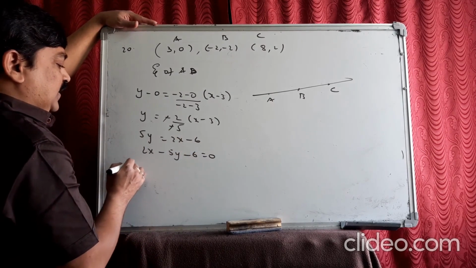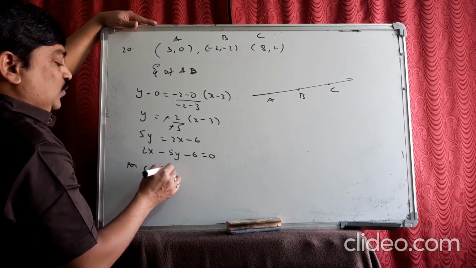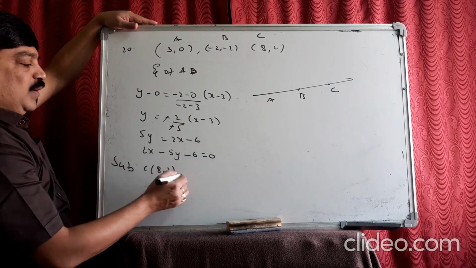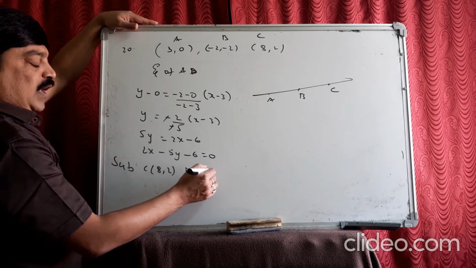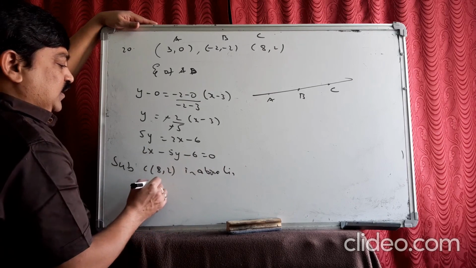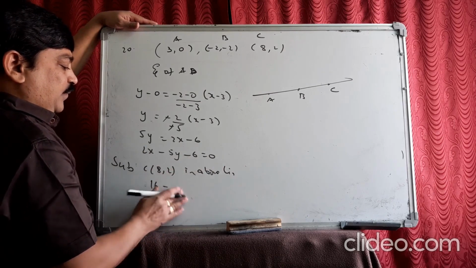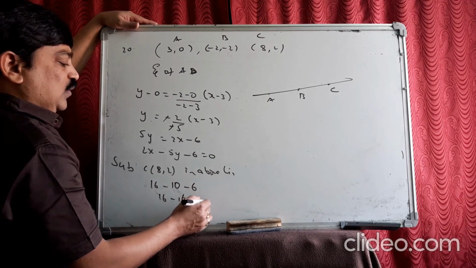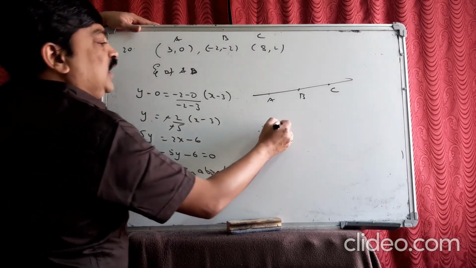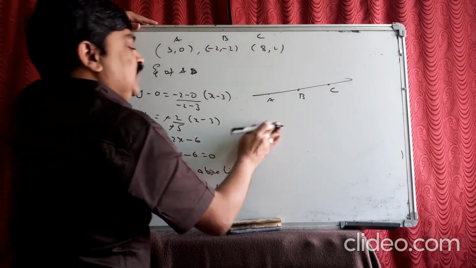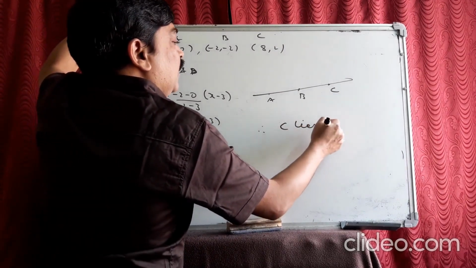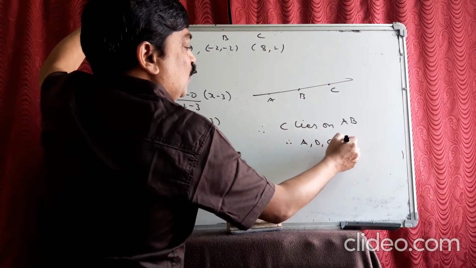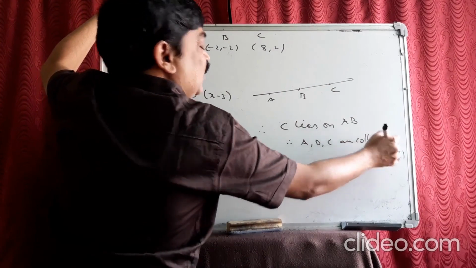Now point C (8, 2) should lie on this line. Let us substitute C (8, 2) in the above line. Then 16 - 10 - 6 = 16 - 16 = 0. We got 0. Therefore this point is also lying on the line. C lies on AB. Therefore A, B, C are collinear. You can write A, B, C are collinear. All the best, guys.